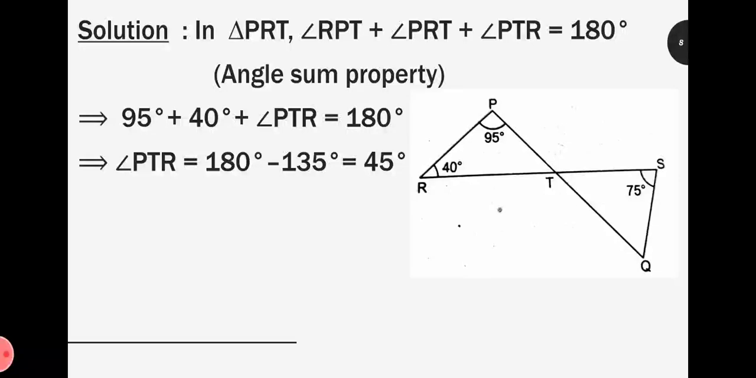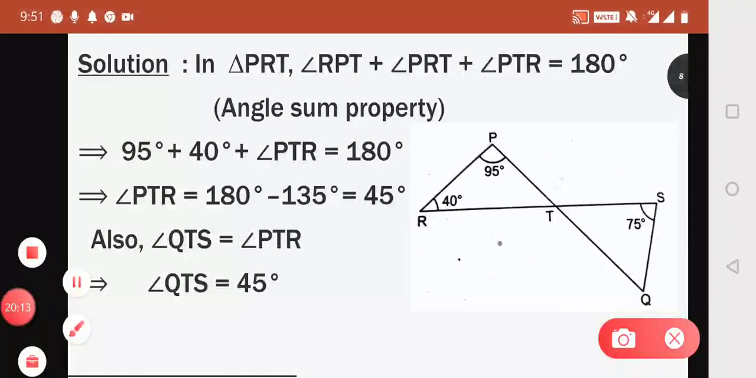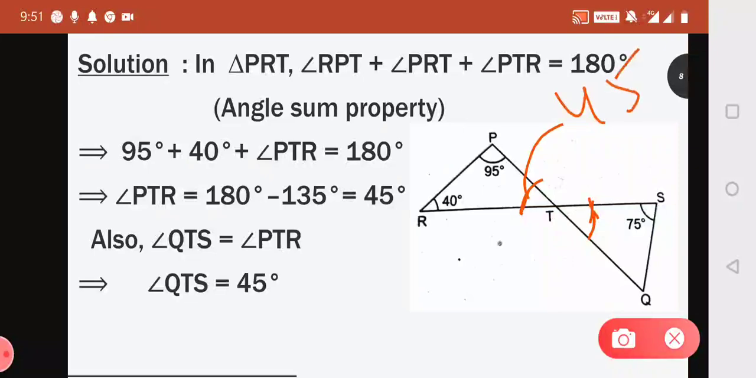Now angle QTS will be equal to angle PTR because they make a vertically opposite pair of angles. This angle QTS and this angle will be equal because they are a vertically opposite pair of angles. Right now we have found out that this is 45 degrees, so this angle will also compulsorily be 45 degrees.